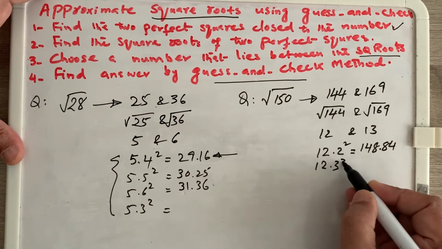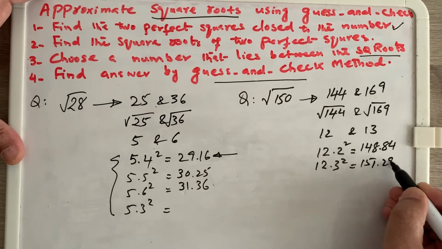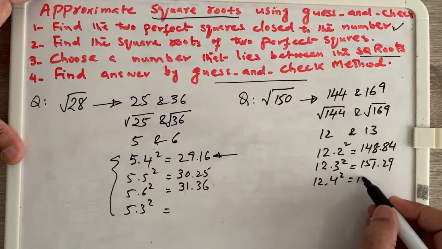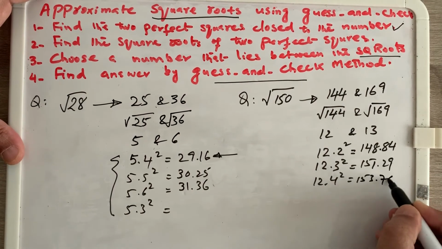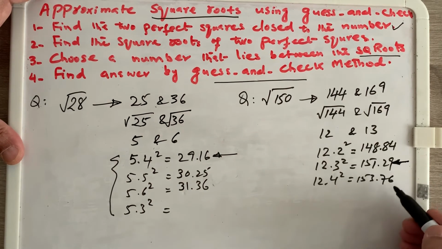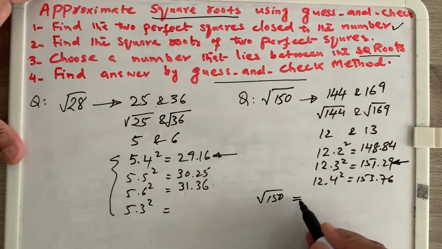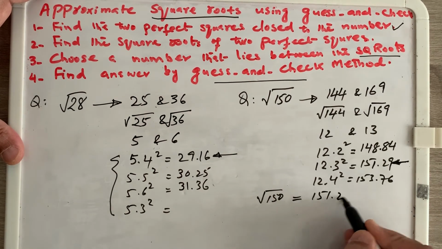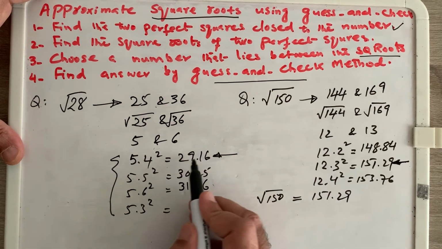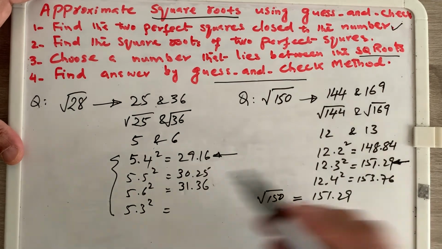12.3 whole square. So when you multiply this, 151.29 and then 12.4, and I am getting 153.76. Which one is more close to 150? So I am seeing that 12.23 is more close. So my answer for under root 150 will be 151.29, right? So here my answer is 29.16 is more close. So my answer is more close to 28.